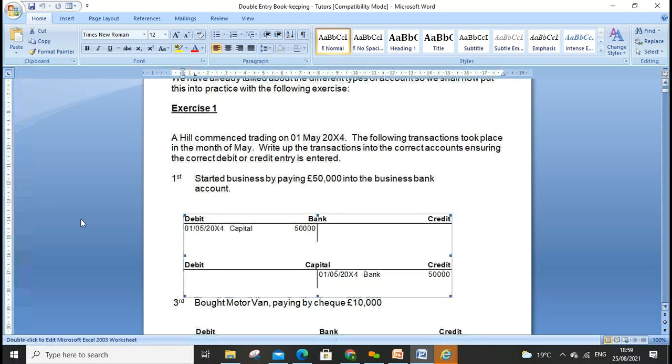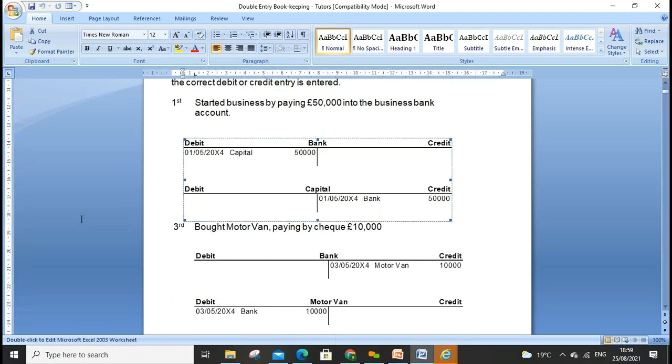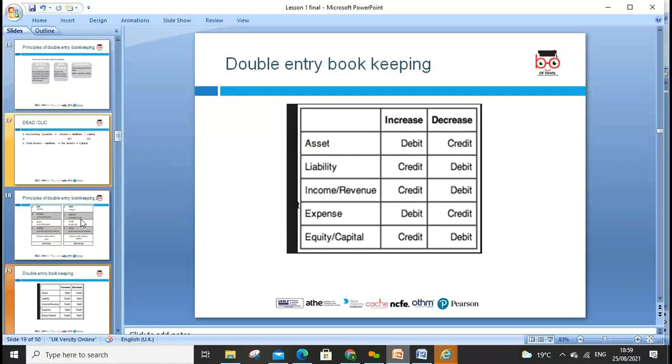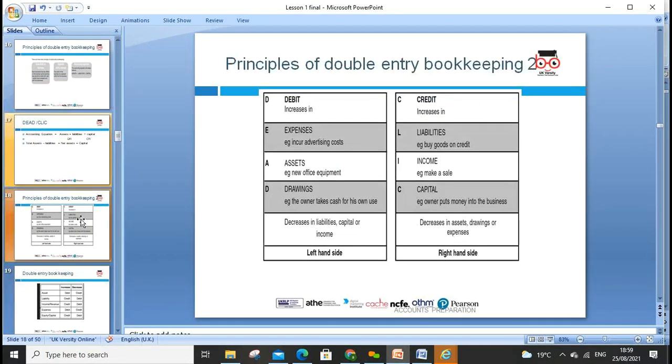You have an investment. On the following date, we bought a motor vehicle. So if you keep in mind the slide, DEAD CLIC. What is debit?